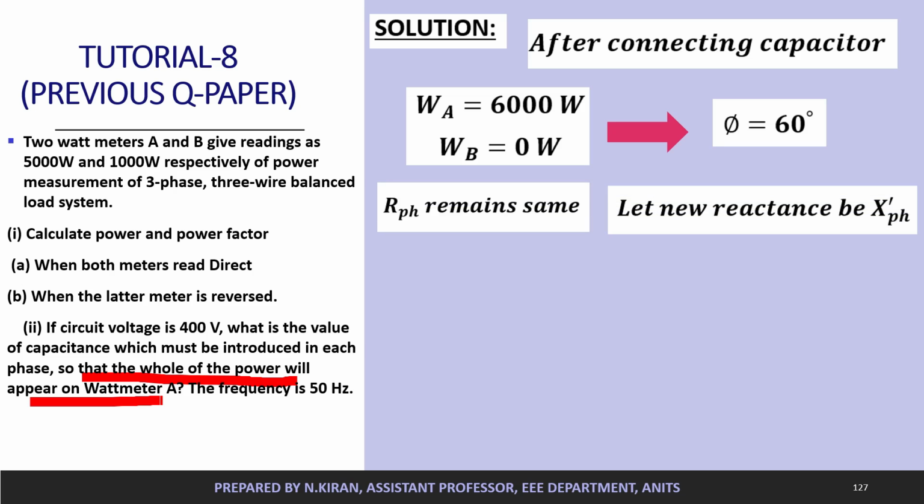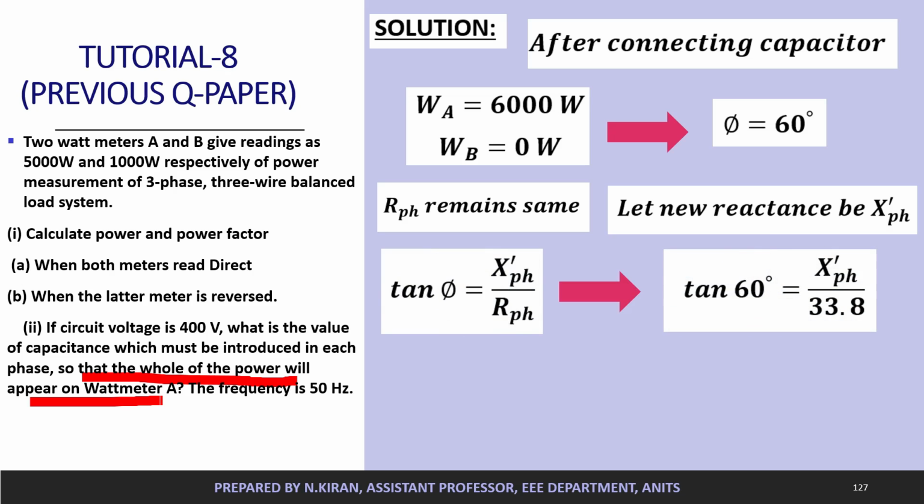Let us assume the new reactance to be X phase dash. You know the formula tan phi is equal to X by R. From that, I calculate the new reactance value to be 58.54 ohms.